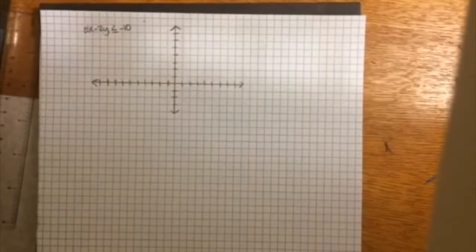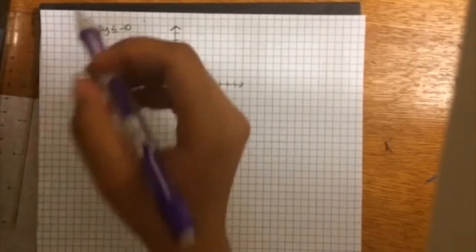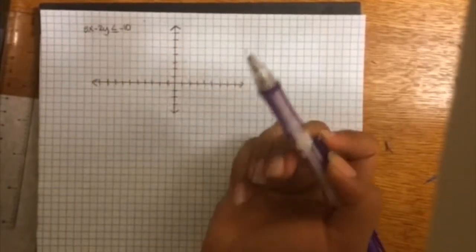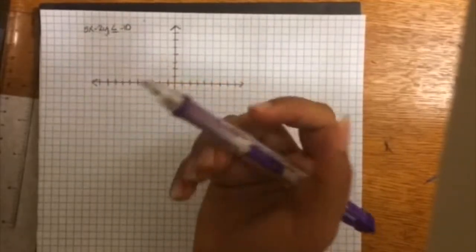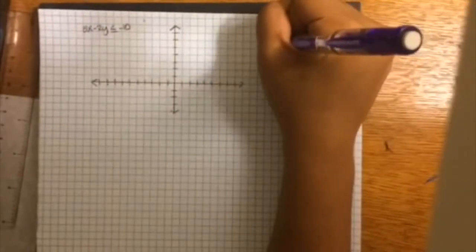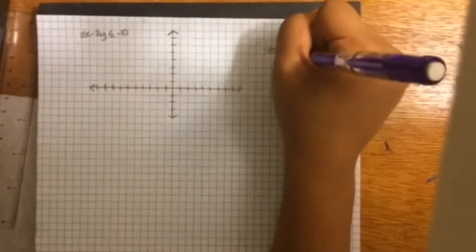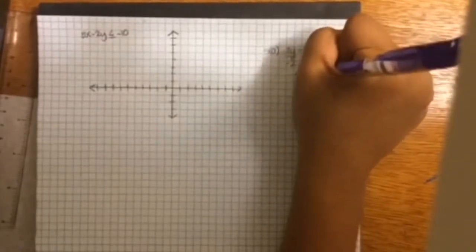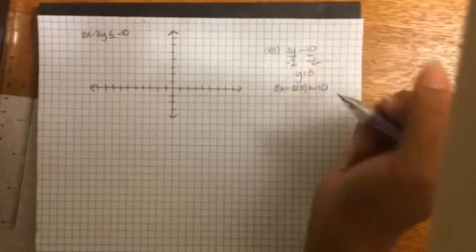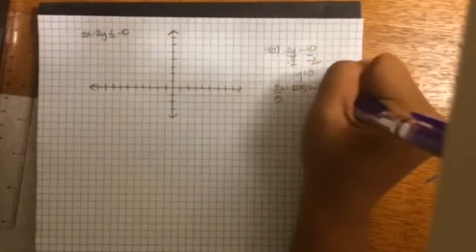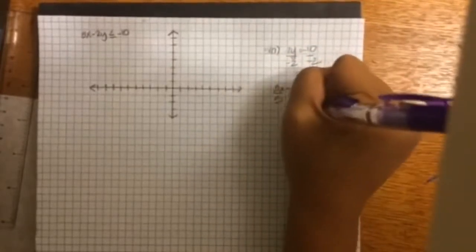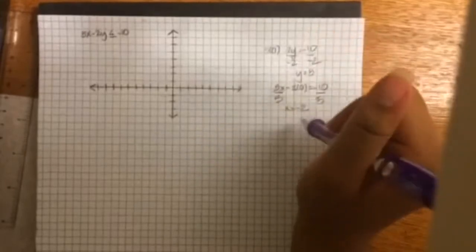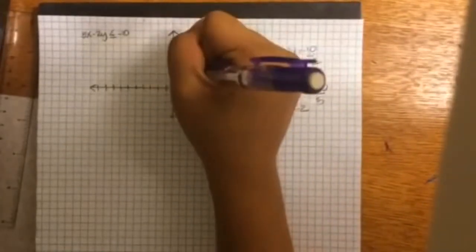To graph 5x minus 2y is less than or equal to negative 10, try finding the x and y intercepts. To do that, substitute one or the other of the variables with 0. First, we'll find the y-intercept by substituting x with 0. Because 5 times 0 is equal to 0, divide by negative 2 on both sides, giving you y is equal to 5. Do the same thing for x, but this time substitute y with 0. So because 2 times 0 is equal to 0, divide by 5 on both sides, giving you x is equal to negative 2. Now that you have your two intercepts, plot both of them onto the graph.